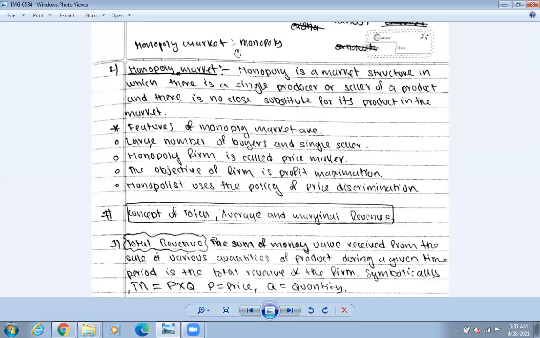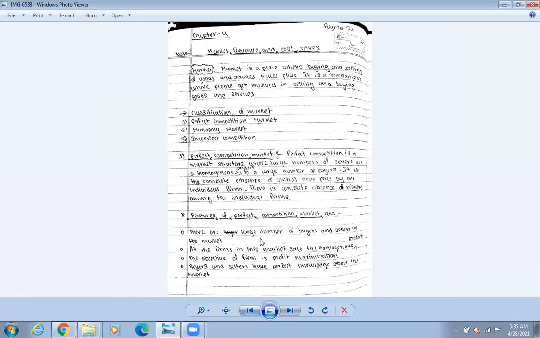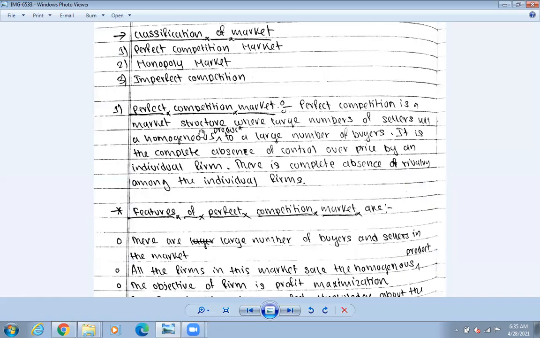But in a perfect competition market, they cannot raise their price. As we studied earlier, they must have a homogeneous price in a perfect competition market. We cannot raise or lower their prices by ourselves. Do you understand? Because they are selling a homogeneous product, the same type of product.